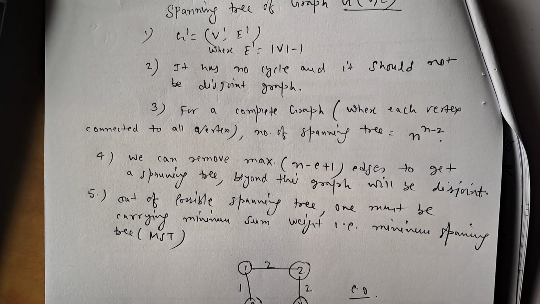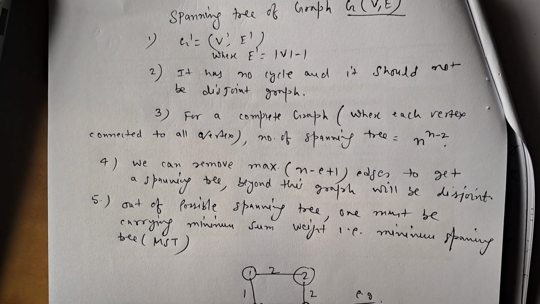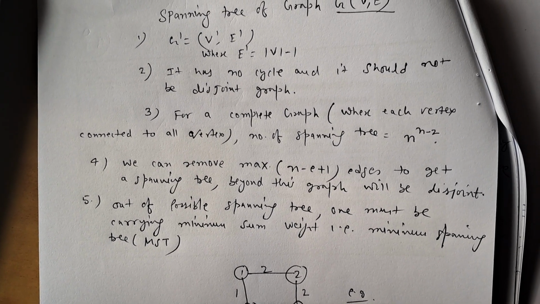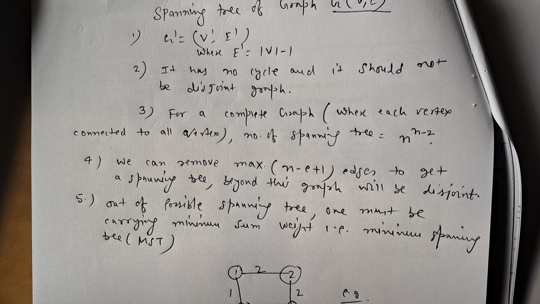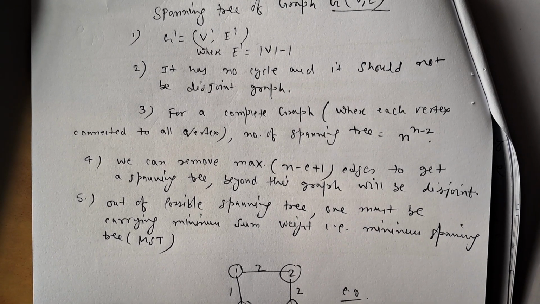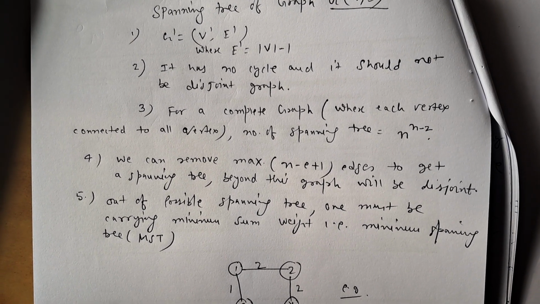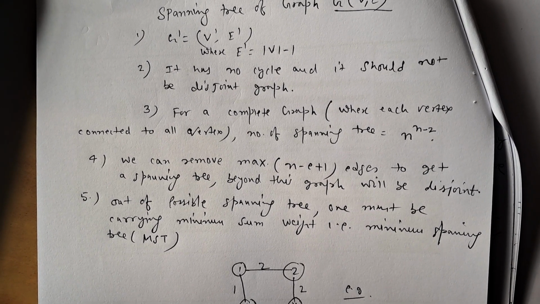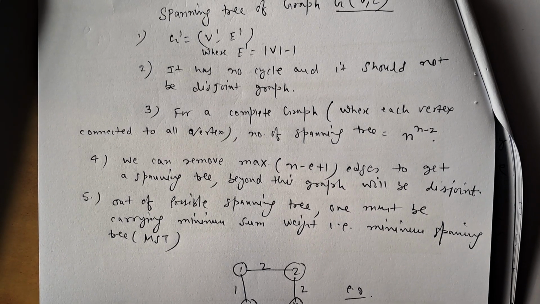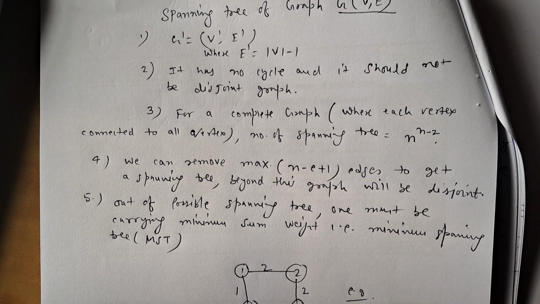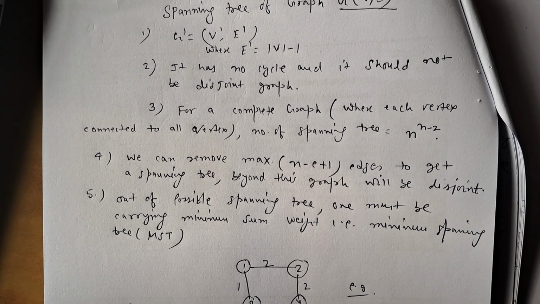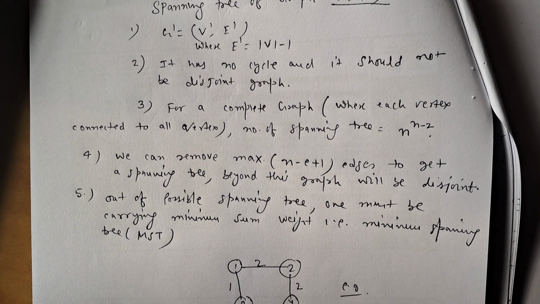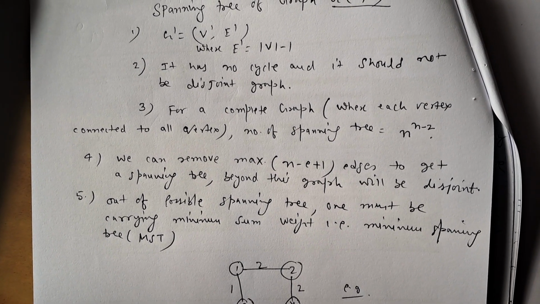There are a lot of properties of a spanning tree that we generate out of a graph. A few are highlighted here. If you see point number 2, a spanning tree is basically a tree, and a tree does not have any cycle. So whatever spanning tree we generate out of the graph will not contain any cycle. The second point is that the graph should not be disjoint in nature. If it is disjoint, then it is not a spanning tree.